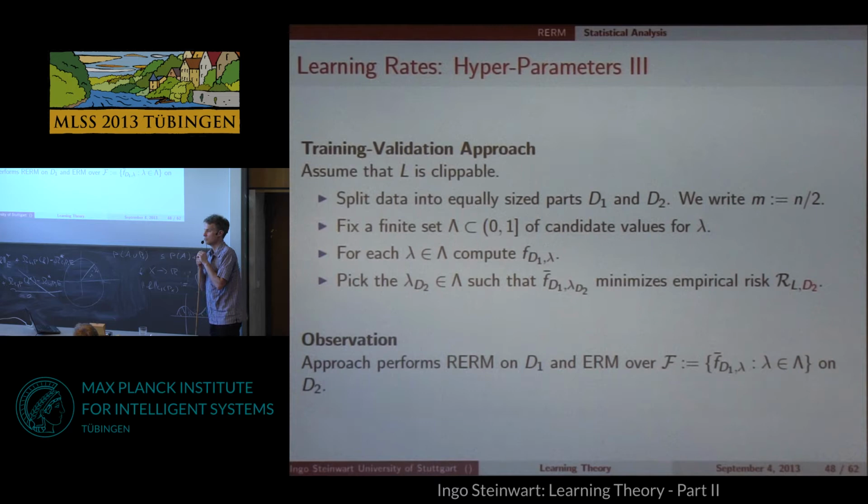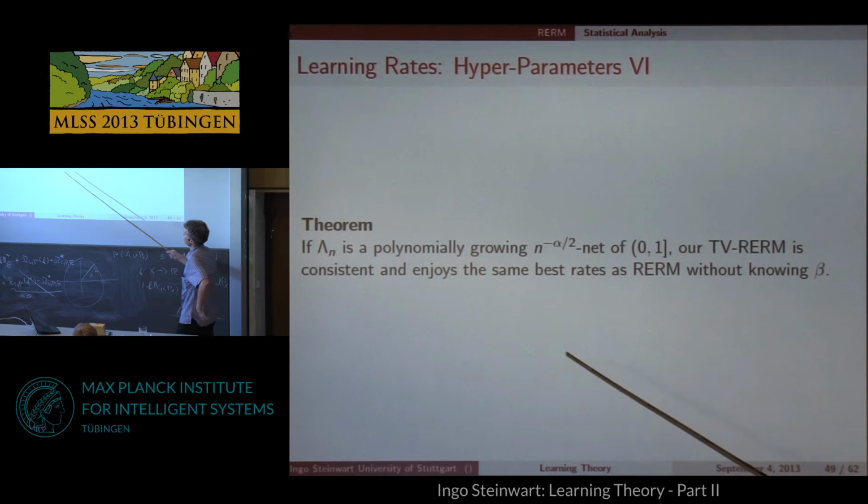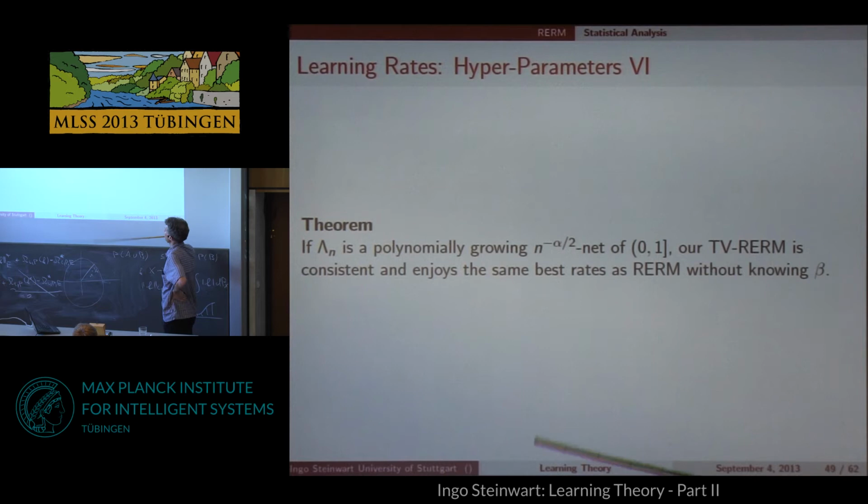And without going into too many details, the basic result says that if we choose the set of candidates in a suitable way, just depending on the exponent of our regularization parameter, then this approach of the previous slide is consistent and enjoys the same rates as regularized empirical risk minimization enjoys without knowing better. Well, this is good. Okay.